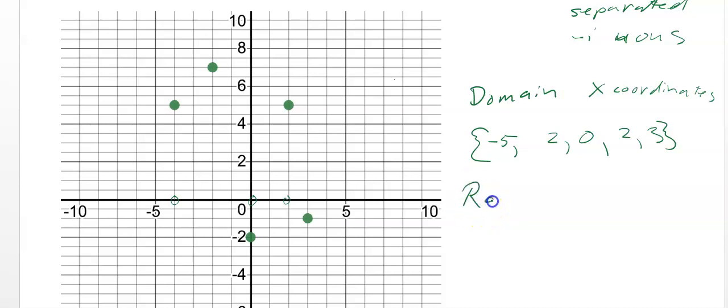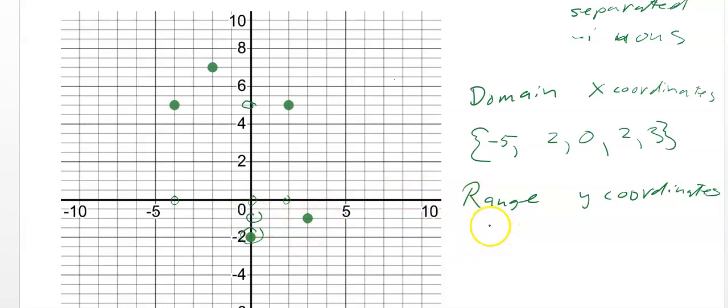The range, now this is a set of points, so we get a list. It's the y coordinates of those same points. So if I look at the graph, I can see this first point has a y coordinate. It looks like that's a 5. This one's at 7. This one's also at 5. The range repeats. That's okay. It can still be a function for that. It looks like I have a -2, a -1 for this point.